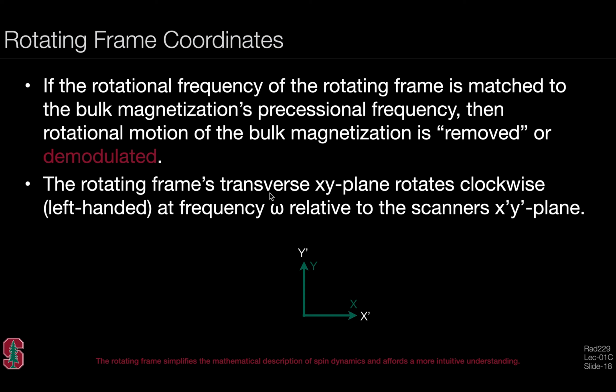And the rotating frame's transverse xy plane simply rotates clockwise, or left-handed way, at a frequency omega relative to the scanner's x prime y prime plane. And so now we're just going to get into this coordinate frame of the xy coordinates, which are the rotating frame. And the rotating frame will simplify the mathematical description of spin dynamics, or bulk magnetization dynamics, and again afford a more intuitive understanding of what RF pulses are doing, for example.